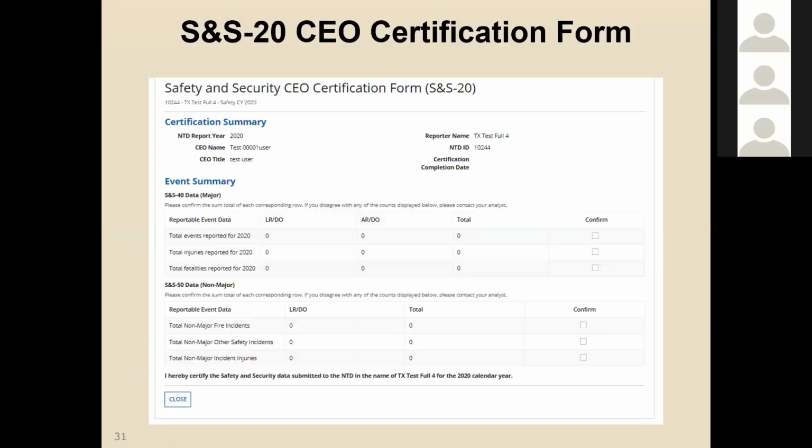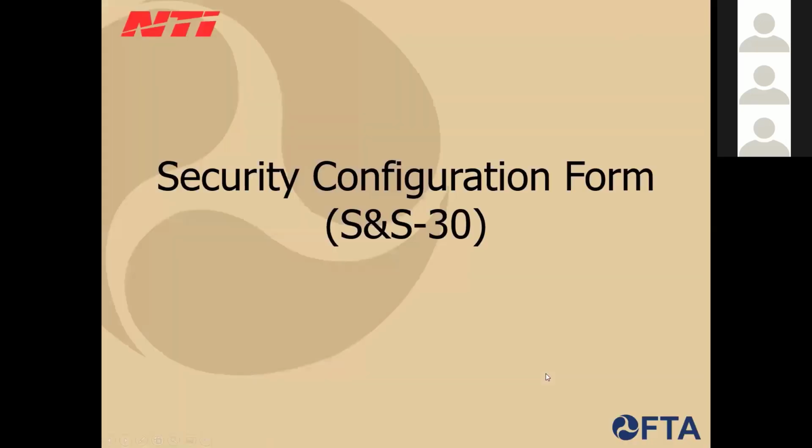So this is a snapshot of the SNS 20 CEO certification form. You'll probably notice that this is just a sample form, so that's why you see the CEO name and the reporter name and things like that are just test samples here. All right, so that's the SNS 20 form. It's probably the simplest form we have in the system and the easiest to use.